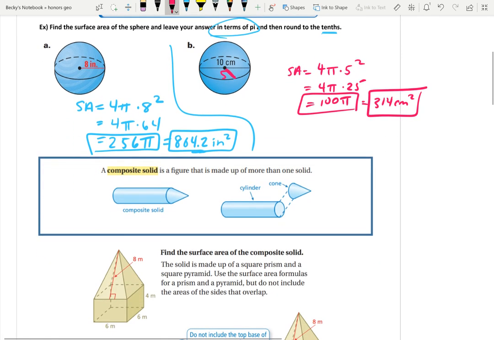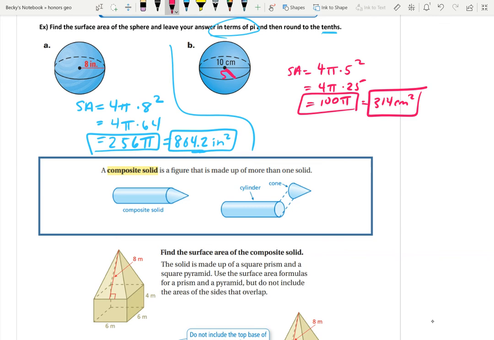Now, the next thing we're going to talk about is composite solids. And so what that means is you're going to find two different shapes that are put together. Now, the thing that you need to keep in mind is that we're finding the surface area, which means the outside of the shape, like what you would gift wrap or ice if you were icing it like a cake. Sometimes the shapes have overlapping parts.